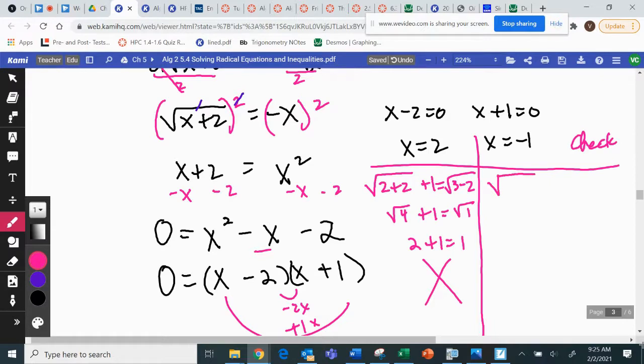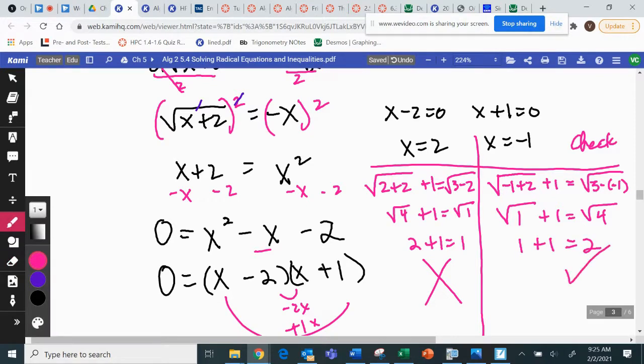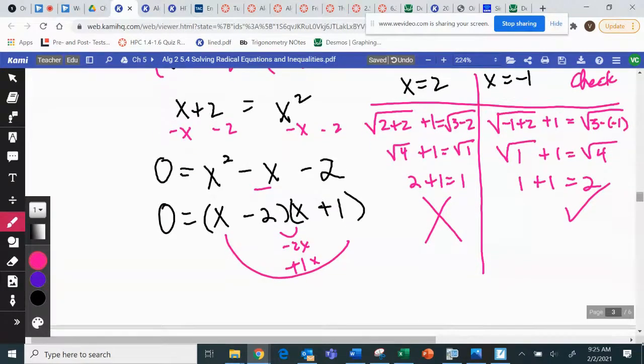How about square root of negative 1 plus 2 plus 1 equals square root of 3 minus negative 1. So square root of 1 plus 1 equals square root of 4. One plus 1 equals 2. Oh, yeah, that's a check. Big old check. So we finally have our answer. It is x equals negative 1.